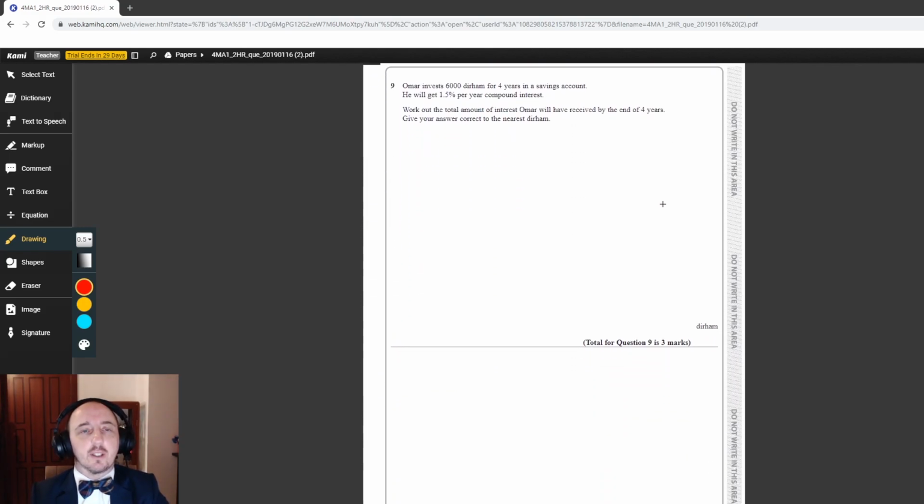Question 9, we've got compound interest, so we're going to use the formula 6,000 times 1 plus the percentage over 100, and we raise that to the power of n, which is the number of years. So let's just change that to a 4. So 6,000 times 1 plus 1.5 divided by 100 to the power of 4. And this question is a bit tricky because it only wants to know what the interest is. So we're going to subtract the original investment. And that gives us 368 dirhams, I think.